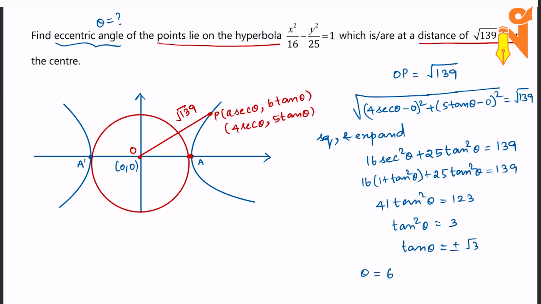So theta will be 60 degrees in the first quadrant, plus root 3, and 120 degrees in the second quadrant, and in the third quadrant 240 degrees, and in the fourth quadrant 300 degrees. There are 4 possible values of theta. So basically what they mean here is, geometrically you can take one point P here, one point P here, and one point P on the left lower branch, which will be root 139 distance from the center. Hope it is clear to you.